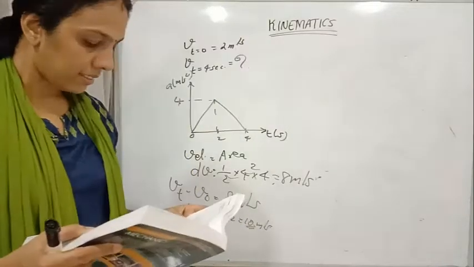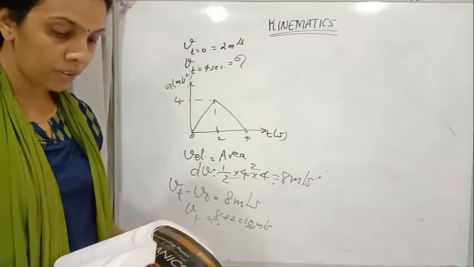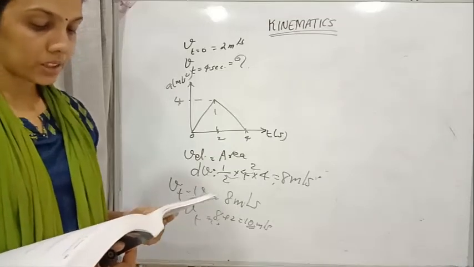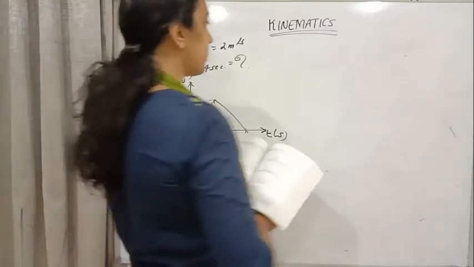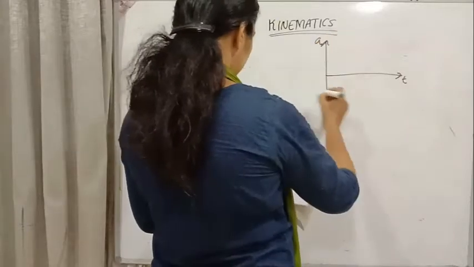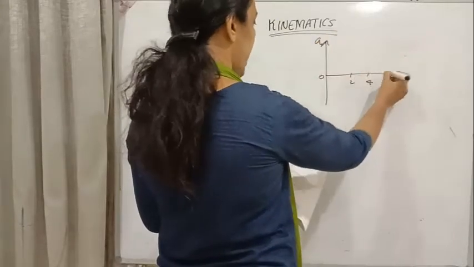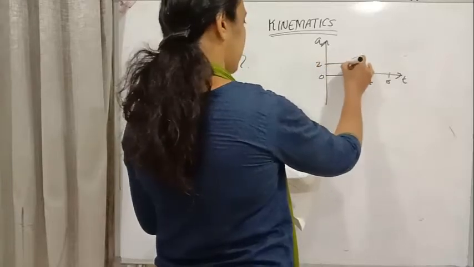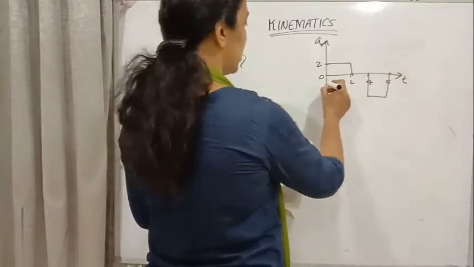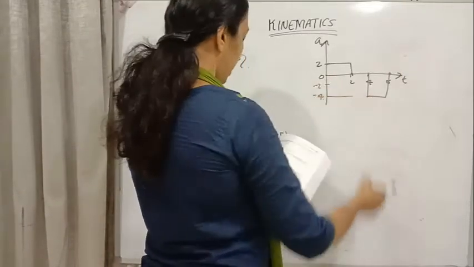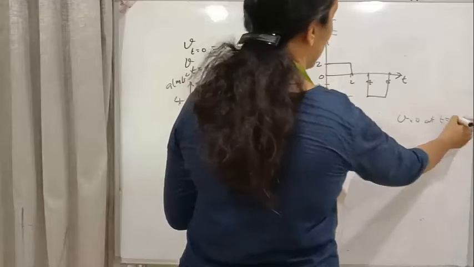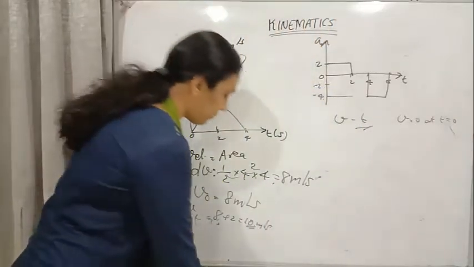Next question: the acceleration versus time graph of a particle moving along a straight line is shown in the figure. Draw the respective velocity time graph. So the acceleration time graph is given over here. Here the values are given 0, 2, 4 and 6. Here it is 2 like this, and 4 to 6 like this. Here it is minus 2, here it is minus 4. We need to find the velocity time graph, with v equals 0 at time t equals 0. So we need to draw the velocity time graph.